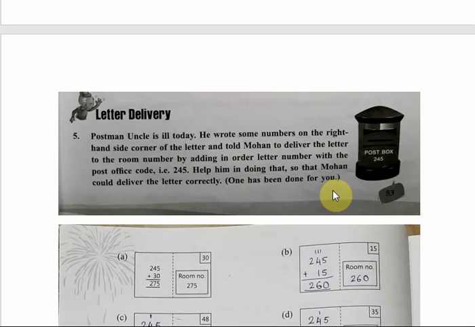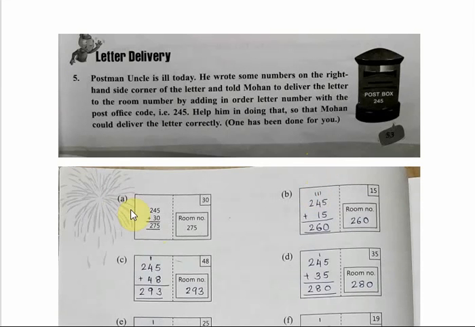The post office code is 245, and a number is written on each letter. Different numbers are written on each letter. We have to add this 245 with that number so that we can help Mohan to find out the room numbers. Okay, see here, one has been done for you. So first question you can see here, question number A, 245. This is the number written by the postman uncle. 30 is written here.